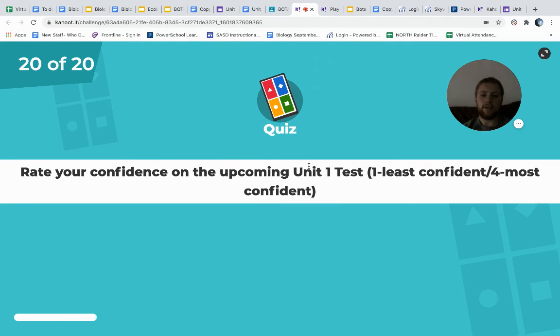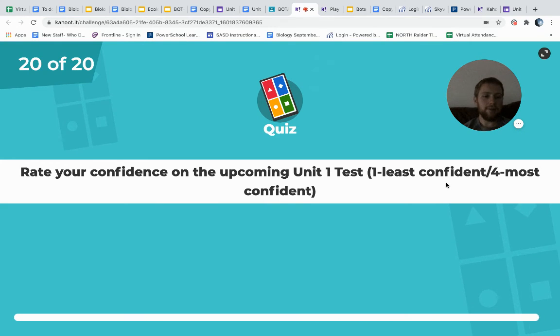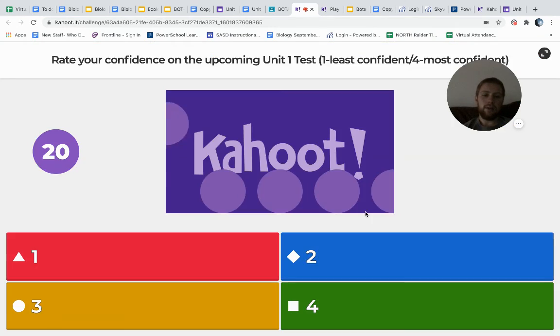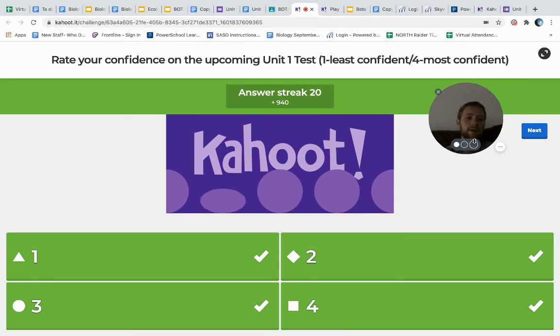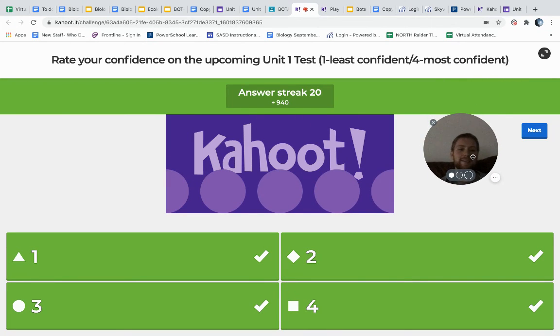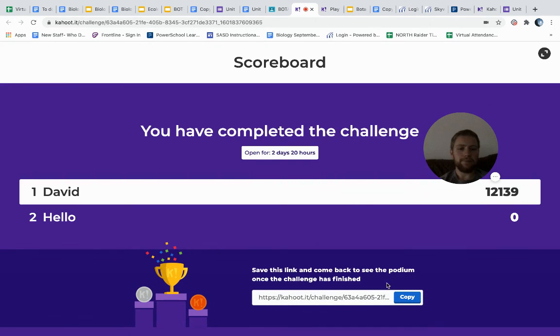Last question. Rate your confidence on the upcoming Unit 1 test. All right, least confident, most confident. There are no wrong answers here. I'm going to say I'm going to get A++ on this one. So I'd better, as the teacher, do well on this test. But feel free. Honest assessment, I just use that as a check-in for how we're doing.